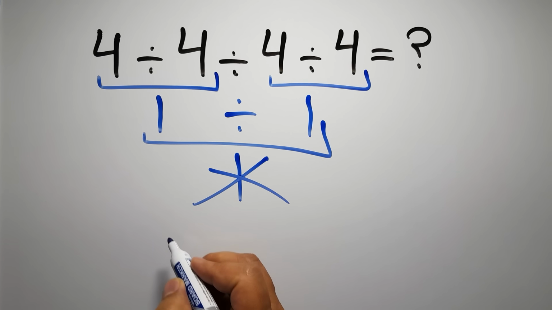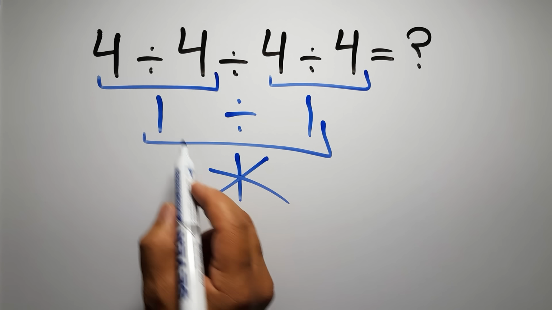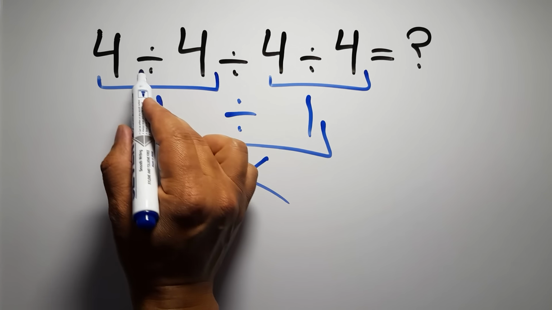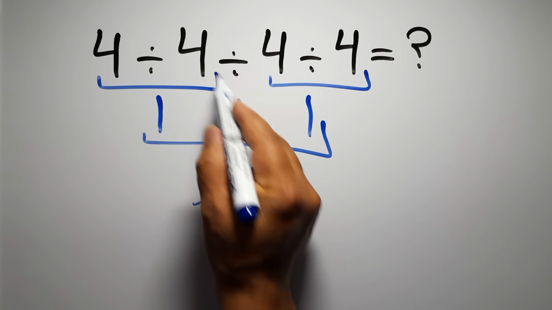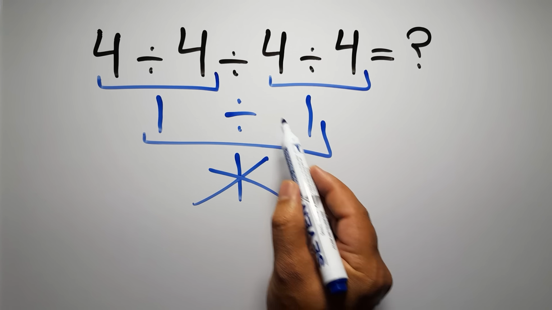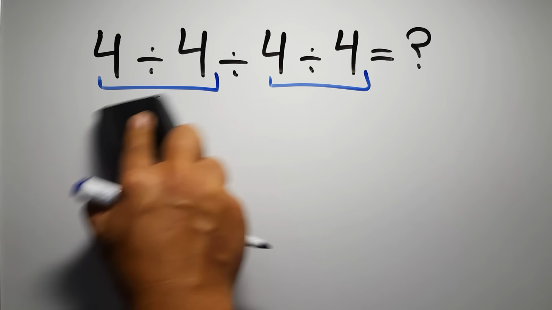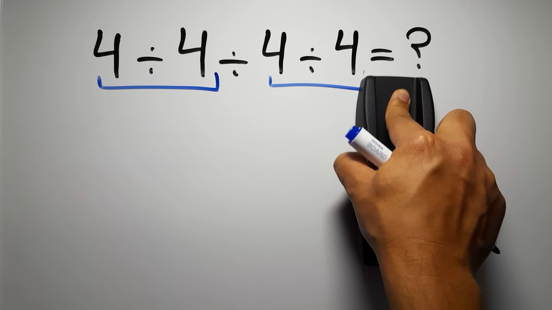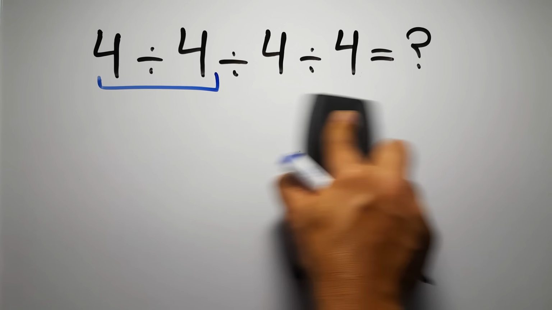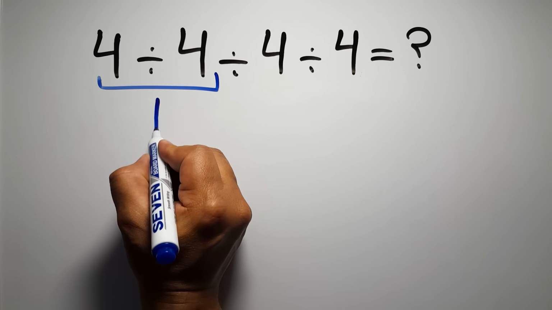Because according to the order of operations, when we have more than one division in an expression, we have to work from left to right. So here first we have to do this division, then this division, and finally this division. If you do this division before this division, it is wrong. So first this division, 4 divided by 4 gives us 1.